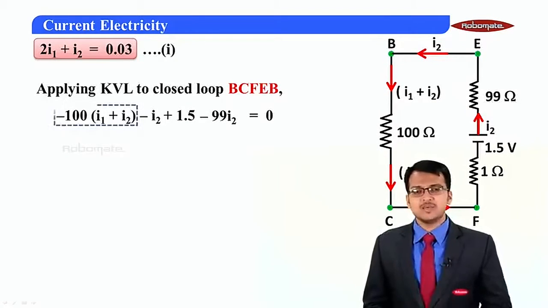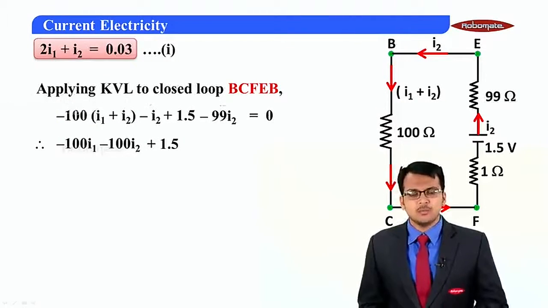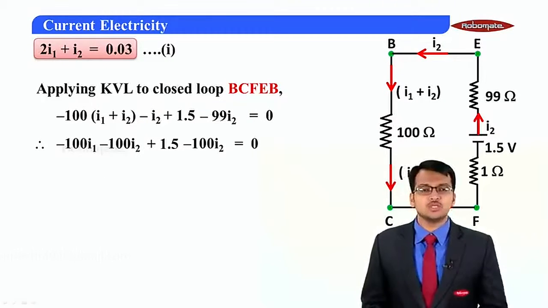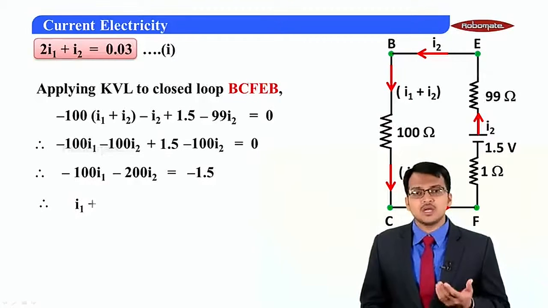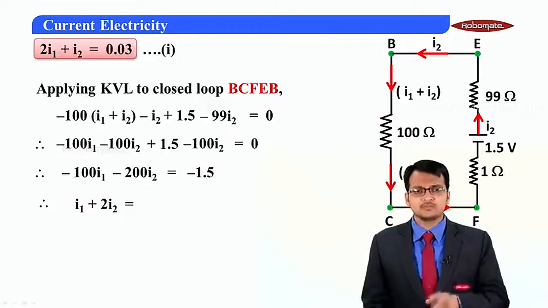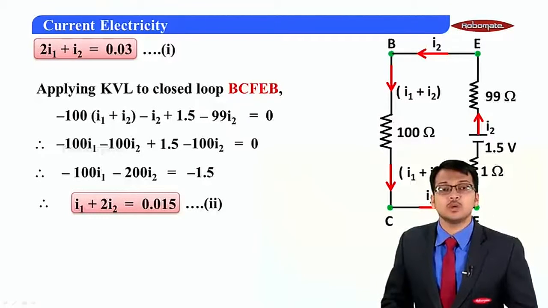So when I again simplify, what I get is minus 100 I1 minus 100 I2 plus 1.5 minus 100 I2 should be equal to 0. Again clubbing the terms, I can take out 100 common. When I take out 100 common, what remains is I1 plus 2 I2 should be equal to 0.015.